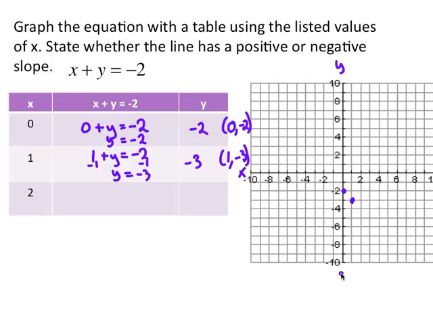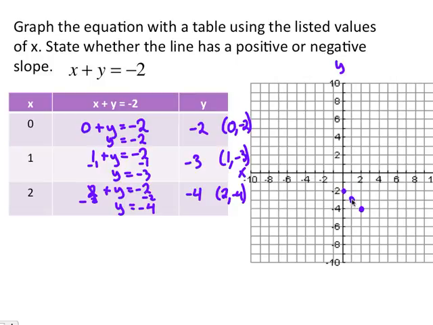There's our second point. And third one here, 2. Plug that in. 2 plus y equals -2. Subtract 2 on both sides, so y equals -4. And so my points are 2, -4 there. So if I start at the origin, I go over 2 places, and then I go down 4.